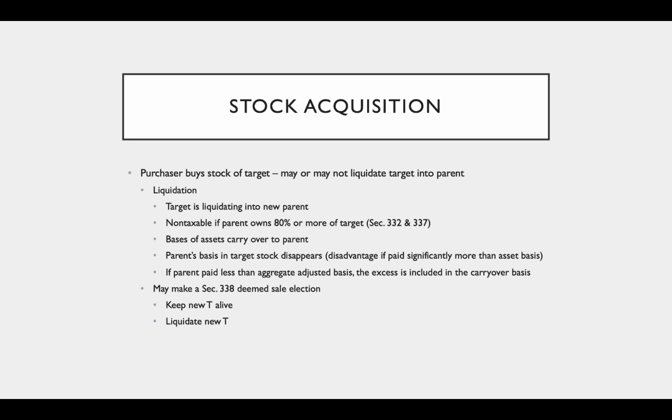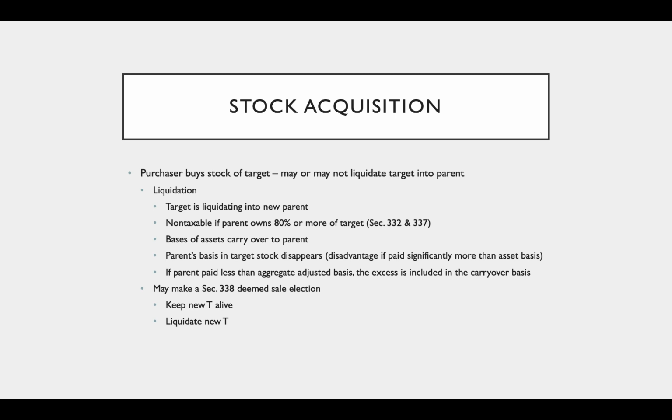Again, that is not that advantageous because usually the basis of those assets is low and the fair market value is high. So later if I want to sell those assets, I'm going to have a big gain. Another possible disadvantage is the parent's basis in the target stock disappears. All right, remember, we had a basis in those T shares of what we paid for them. And if Target has been in business a while, usually the amount we pay for those shares is a lot more than the basis of those assets. So when that basis disappears, that's a disadvantage if I paid significantly more than the asset basis.